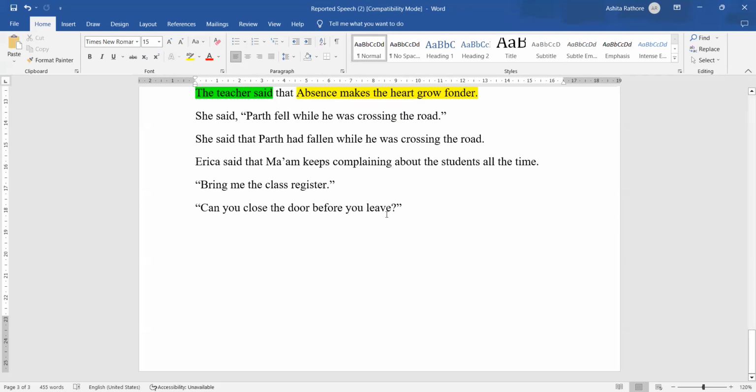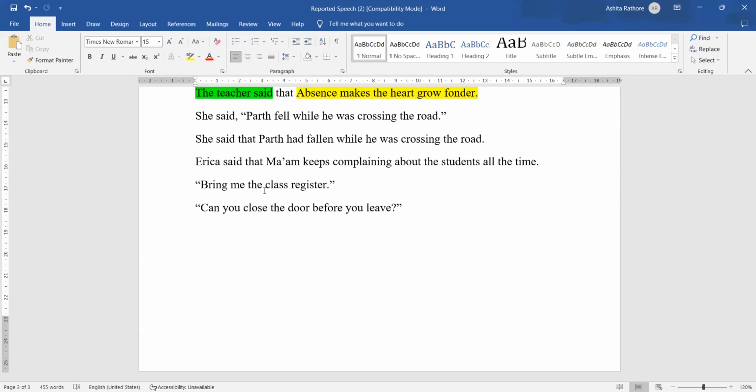Can you close the door before you leave? So here, Ashita Ma'am asked me to close the door before I left. Very good. Or Ashita Ma'am asked me if I could close the door before I left. Okay, very good. Can we also use, let's say, the word requested?